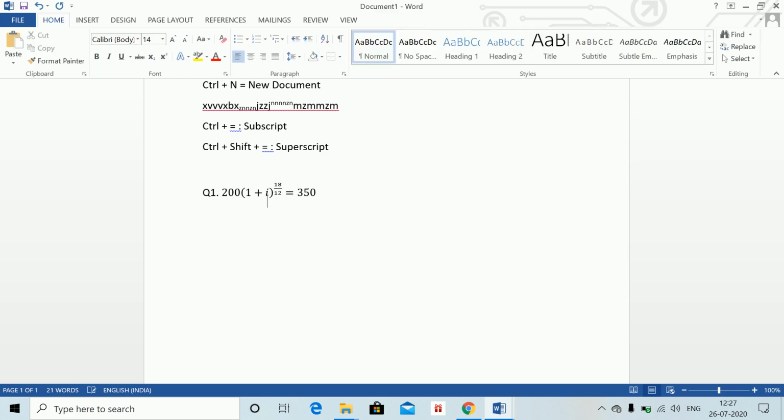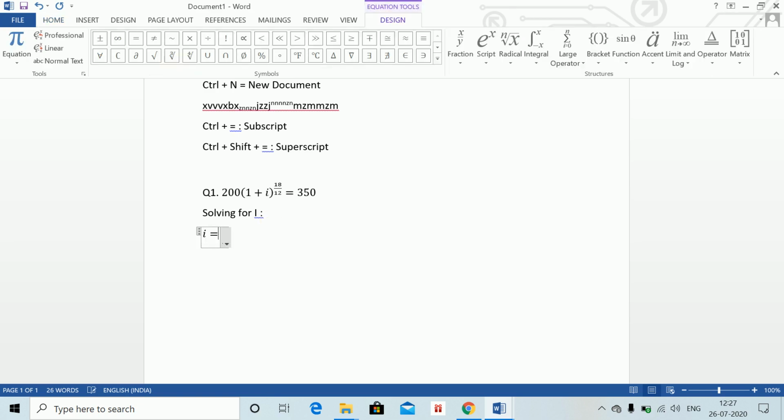Okay, now you have to solve for i, which you can do in your calculators. So therefore Alt equals to, i is equals to (350 divided by 200) to the power 12 by 18, minus 1. So this gives us the value of 0.4522, which is equal to 45.22%. Okay, so this is part 1.